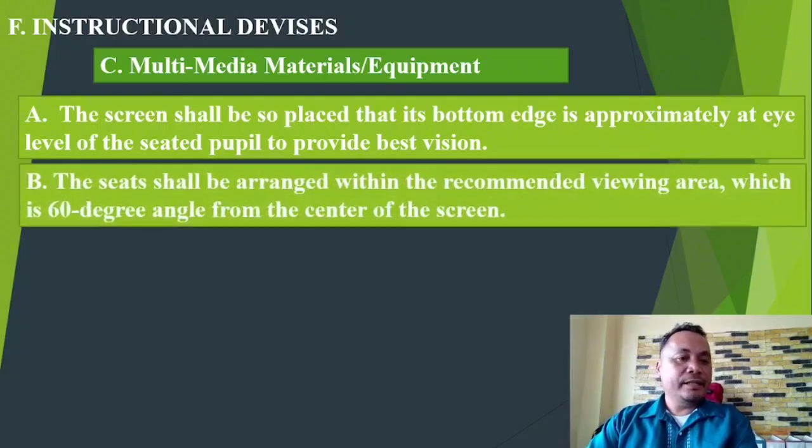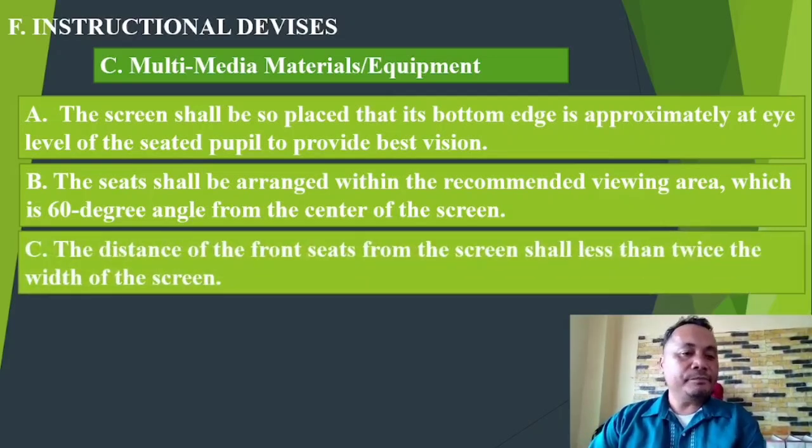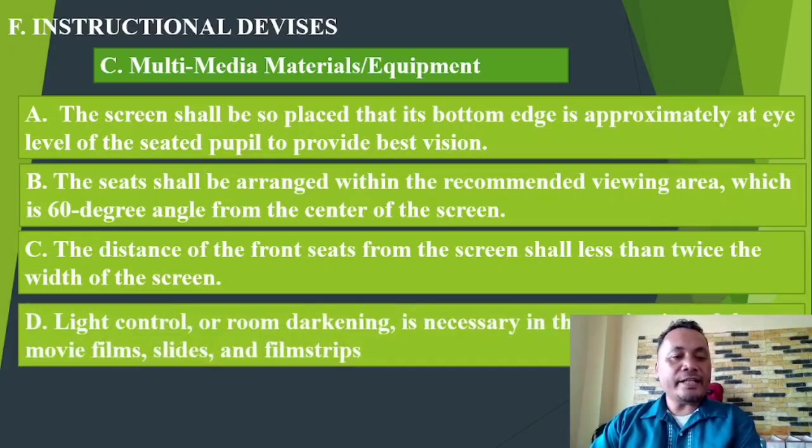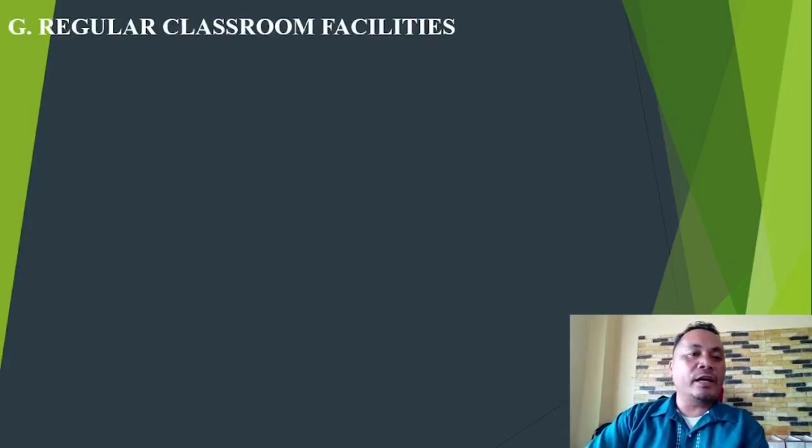The seats shall be arranged within the recommended viewing area, which is a 60-degree angle from the center of the screen, and the distance of the front seats from the screen shall be less than twice the width of the screen. Light control or room darkening is necessary in the projection of movie films, slides, and strips. The projectors are placed at such a level that they would project over the heads of the class.